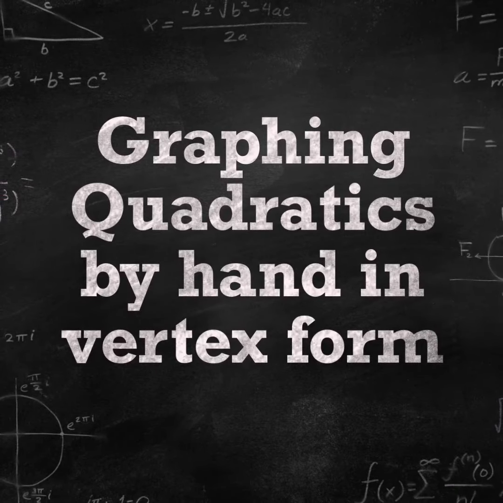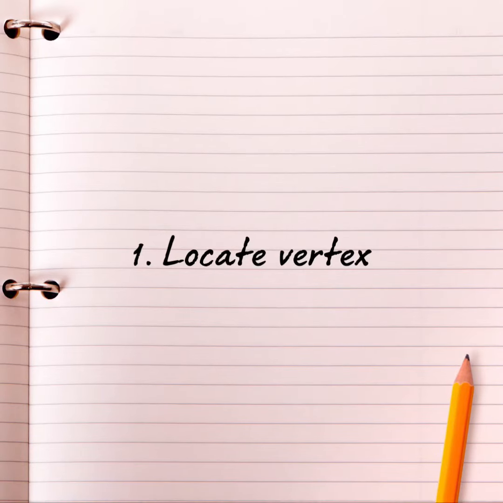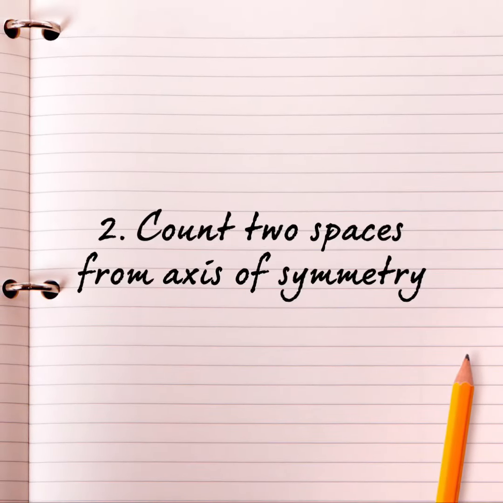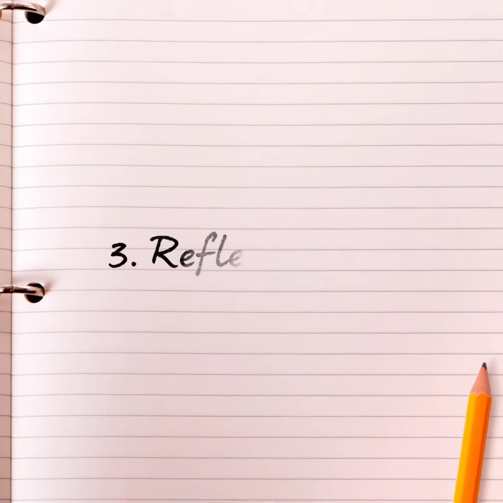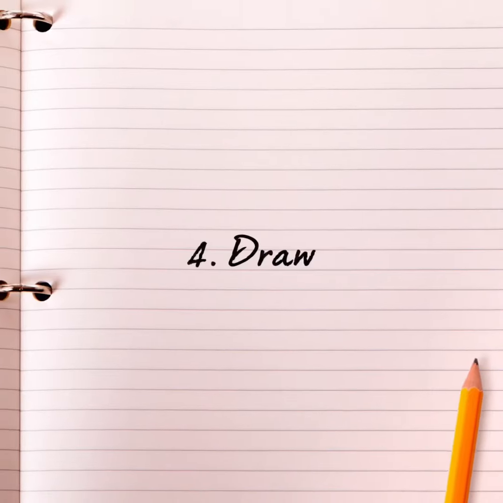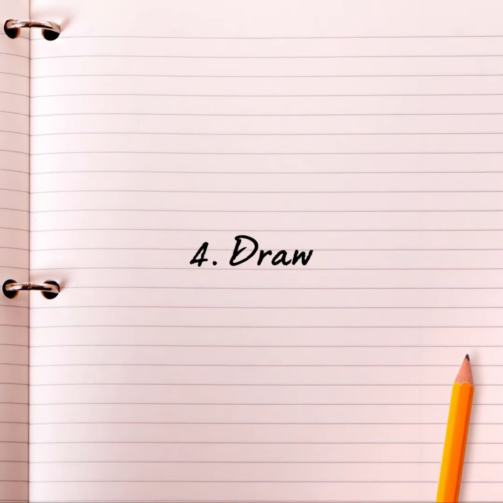Graphing quadratics by hand in vertex form. First, we'll start by locating the vertex. Second, we'll count two spaces from the axis of symmetry. Third, we will reflect the points. And we will finally draw our graph.